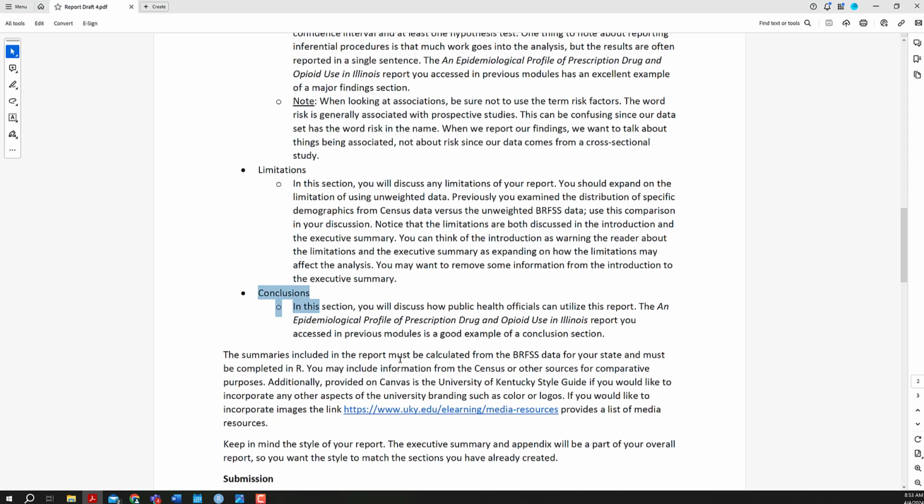And then finally, in the conclusion, you'll want to talk about how a public health official could use this report. And so how could somebody use your data analysis to maybe target people better if they're trying to promote these different preventative measures? How could this actually be put into action and be used in the field to, again, help promote these different preventative measures?